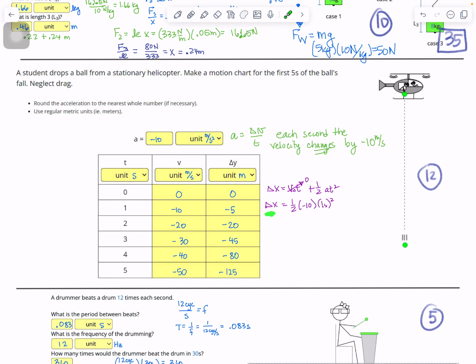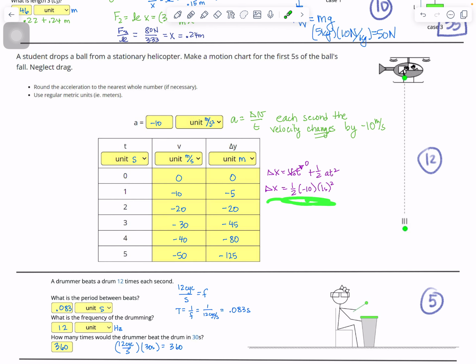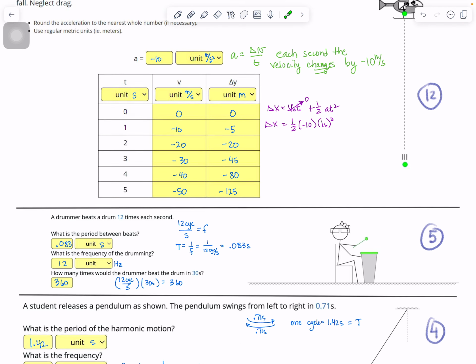Okay, then for the next one, I'm going to do 1/2 times negative 10 times 1 second squared, and I get minus 5. For this one, it's going to be delta x equals 1/2 times negative 10 times 2 seconds squared. This one's times 3 seconds squared. Like I said, I've done this multiple times. This is the equation. Look back at your notes.